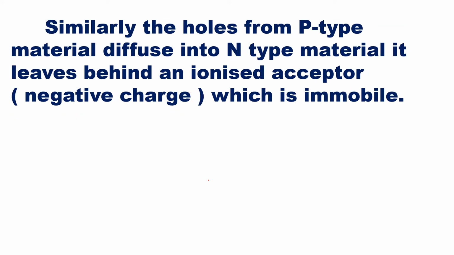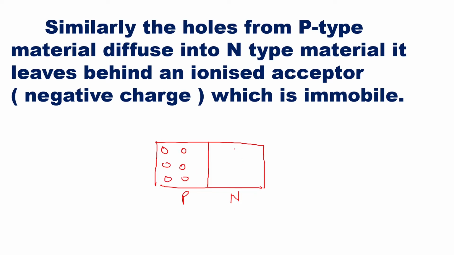Then the third step, we will speak about what will happen to the holes from P-type material. So again, we will consider the same diagram. You have a P-type and N-type semiconductor. In P-type you have holes as majority charge carriers, and electrons as minority charge carriers. Now in this third step, we are saying that the holes from P-type material diffuse into N-type material. It leaves behind an ionized acceptor, that is a negative charge, which is immobile.